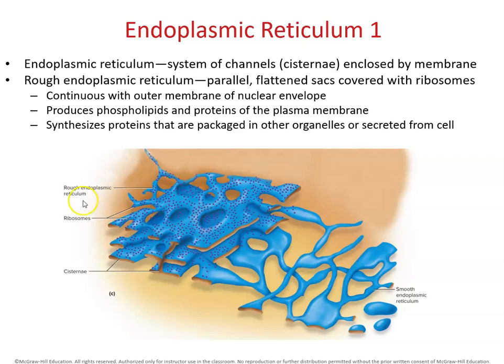A lot of times we abbreviate endoplasmic reticulum as ER. So rough endoplasmic reticulum you may see as RER, and smooth endoplasmic reticulum you'll commonly see as SER.